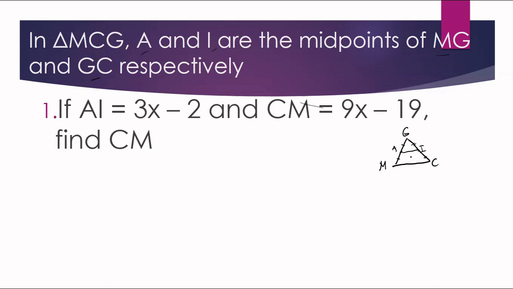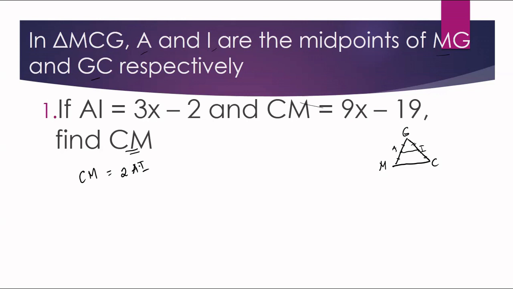AI is the midline. It is parallel to CM. Based on here, we are going to find the measure of CM. Given is that AI is 3x minus 2 and CM is equal to 9x minus 19. What we are missing is CM. So how are we going to get the measure of CM? CM is our third side. Yes, our equation should be CM is equal to twice the measure of AI. Right? The double of AI, when we multiply AI by 2, that is the measure of CM. So, CM is the unknown.